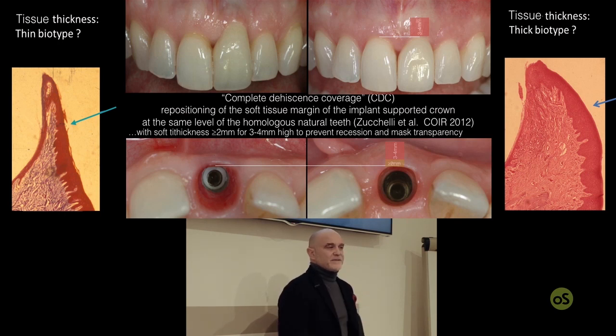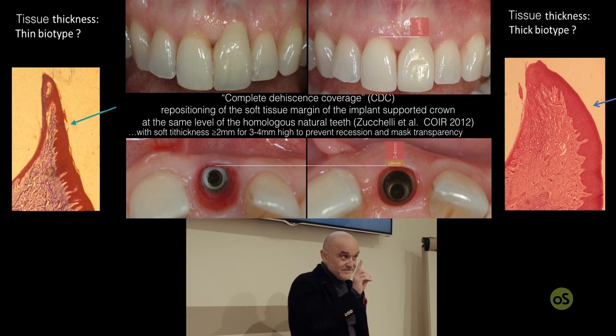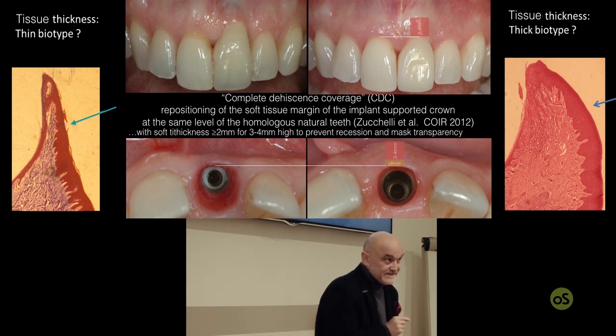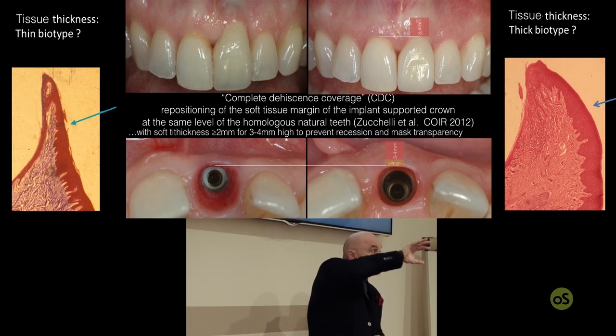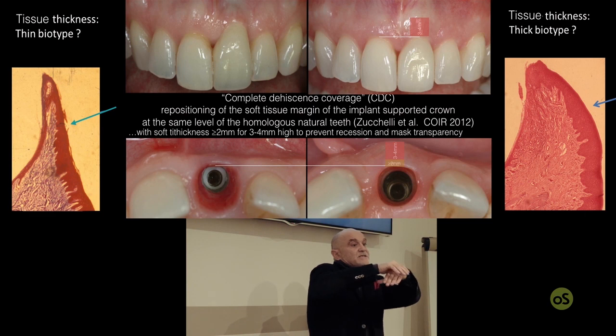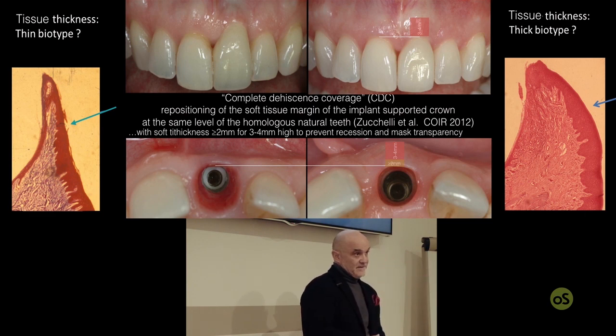So the objective of therapy is not to create keratinized tissue. The objective of therapy is to create a new transmucosal zone through which the crown emerges very naturally. And the key to have this transmucosal zone stable with time is to have a thickness of connective tissue that is greater than the inflammatory process, so more than 2 millimeters.